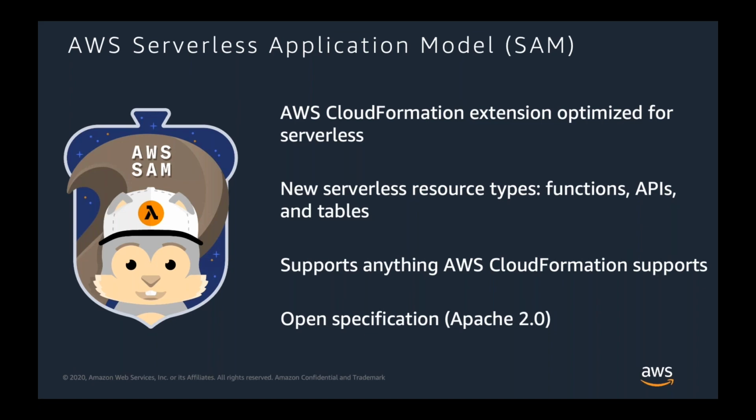The second component of SAM is the SAM CLI, which provides a Lambda-like execution environment that lets you locally build, test, and debug applications defined by the SAM templates. You can also use the SAM CLI to deploy your applications to AWS. Both SAM and SAM CLI are open sourced under the Apache 2.0 license.